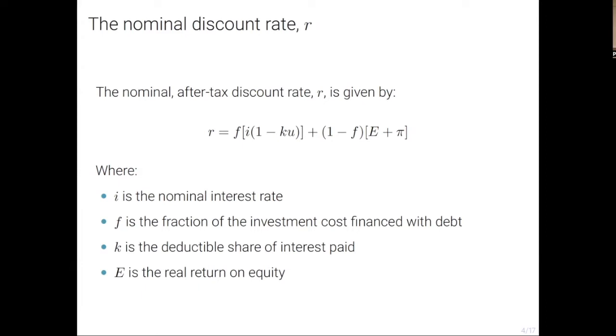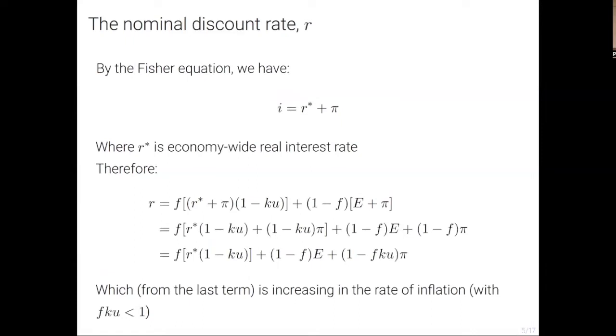The cost of equity isn't deductible against the corporate income tax. So when the firm finances with equity, they pay the real return on equity E, that's what the shareholders demand. And then to turn this into a nominal rate, we add to that E the rate of inflation. Through the Fisher equation, we're going to have across the economy that the nominal interest rate, the rate paid on debt financing from the firm, is going to be equal to the real interest rate R star plus the rate of inflation. So we'll let R star represent that economy-wide real interest rate.